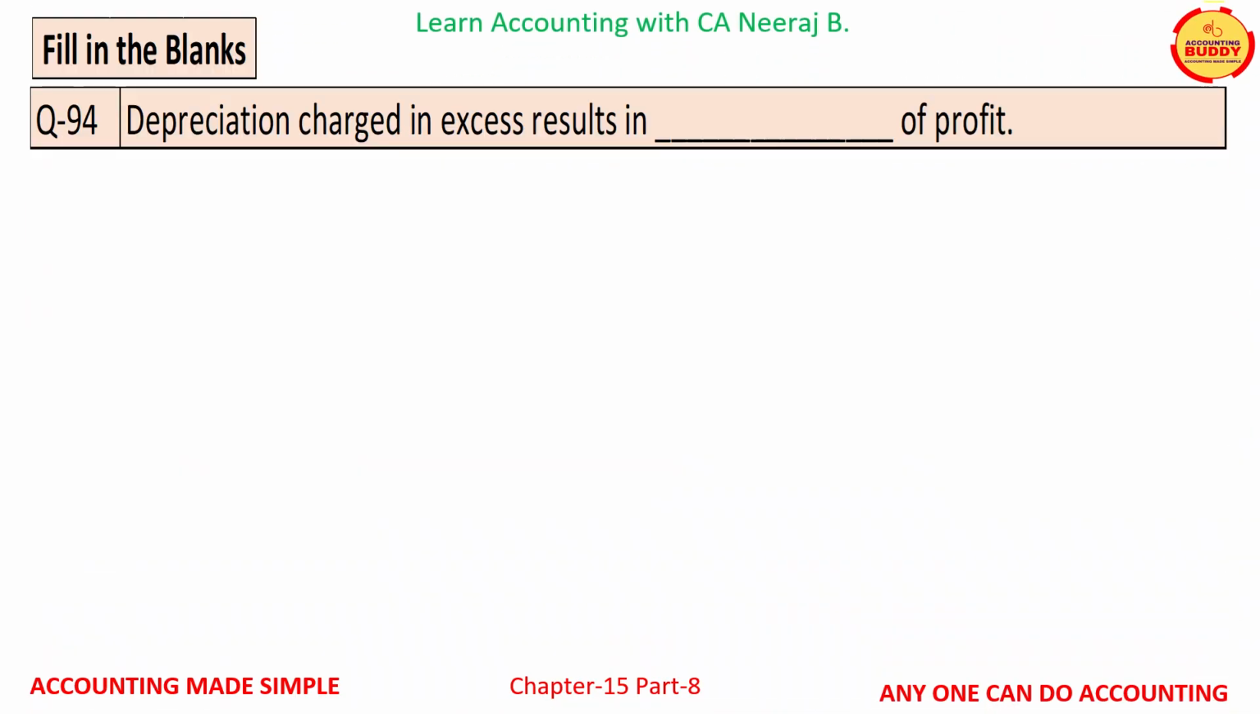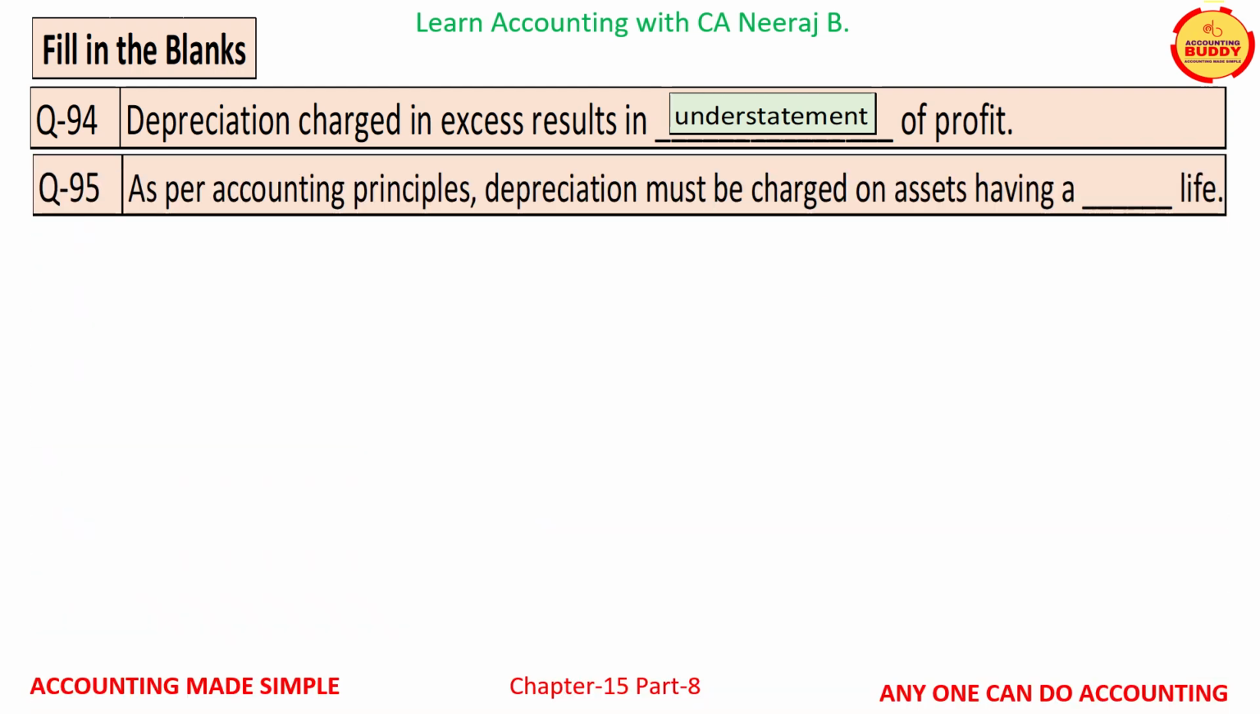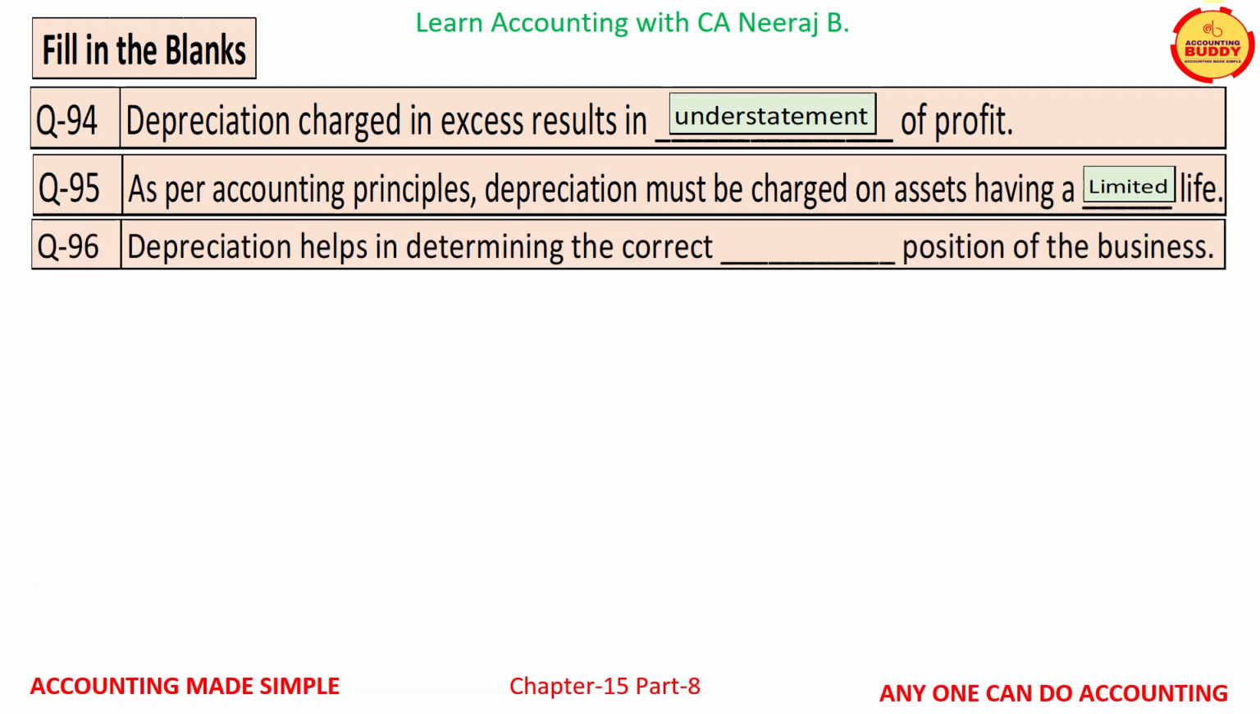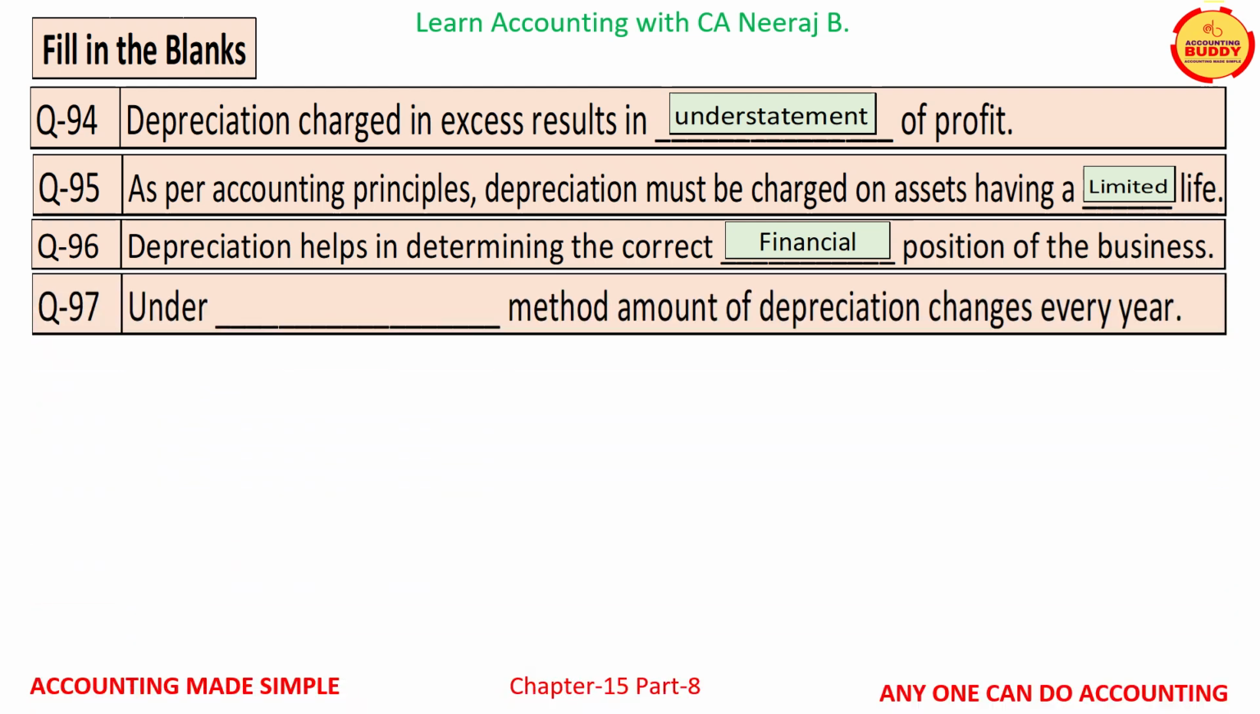Question number 94 is, depreciation charged in excess results in dash of the profit, and the correct word is understatement of the profit. Question number 95, as per accounting principles, depreciation must be charged on the assets having a dash life, and the appropriate word is limited life. Question number 96, depreciation helps in determining the correct dash position of the business, and the correct word is financial position of the business.